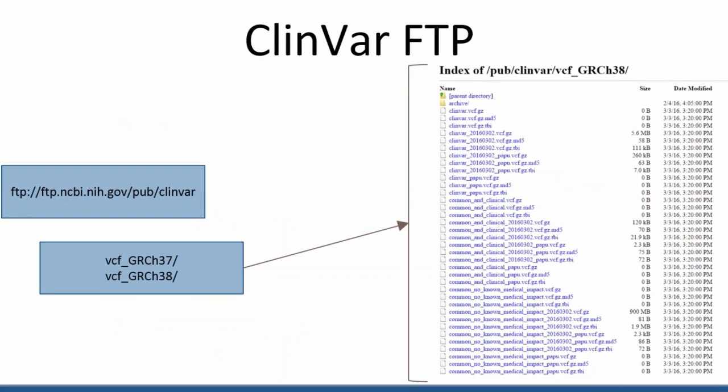And then for the ClinVar FTP site, you'll just go to the FTP site /pub/clinvar, and then there are actual links for VCF_GRCh37 or GRCh38, and this will give you a list of all the VCF files, and you can download ones that are specifically just common and clinical, or common and with no medical impact. So it just depends on what you're studying.